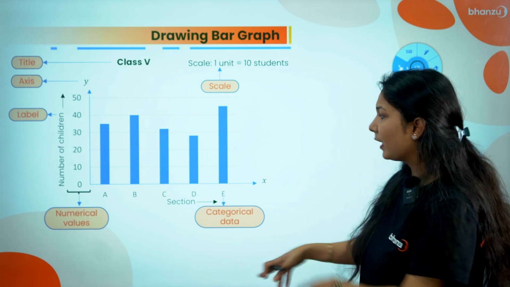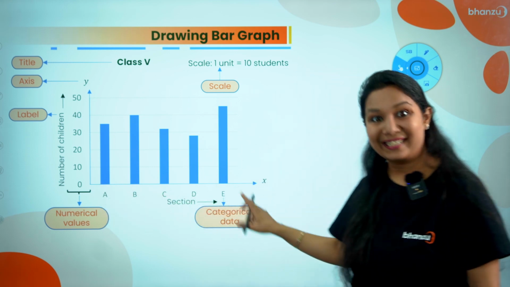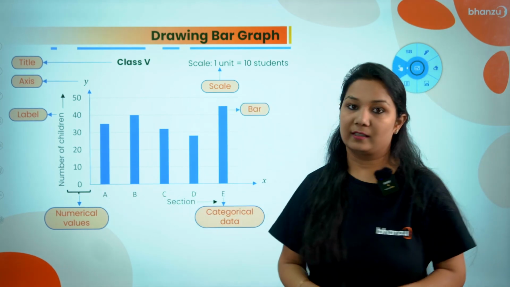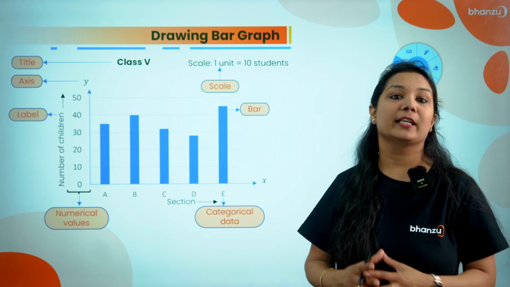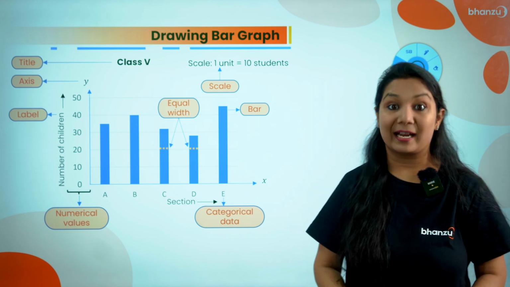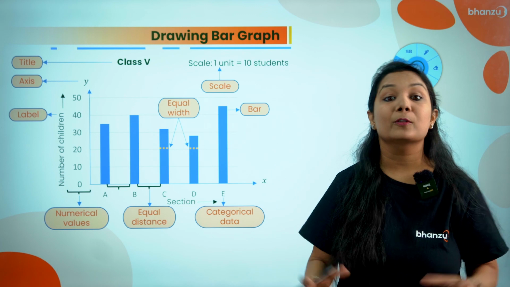Then we write the categorical data which is represented on the x-axis. In this bar graph, it's the sections for class 5, the different sections. Then we draw the bars. When we draw the bars according to the data given, we should always know that the width of the bars is equal and the distance taken between them should also be equal.